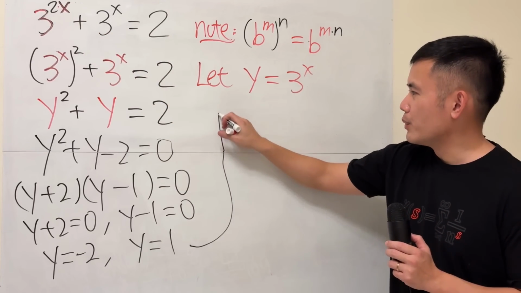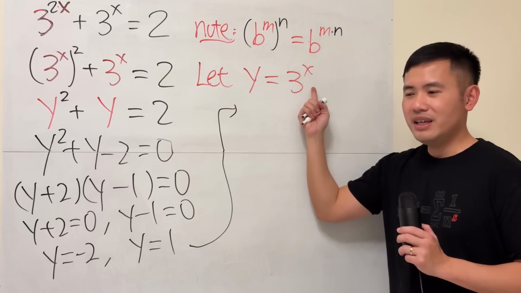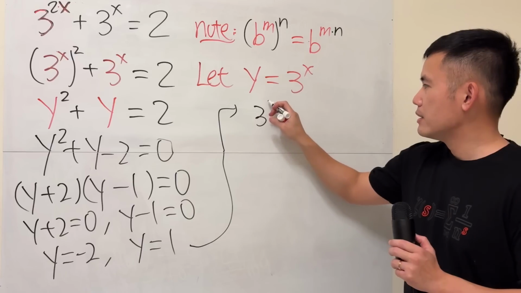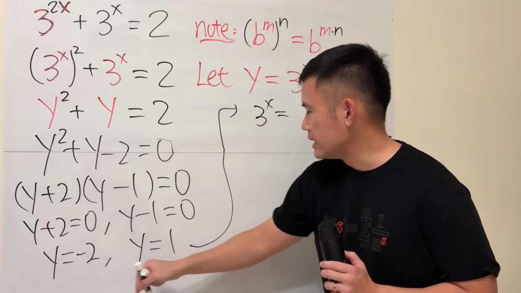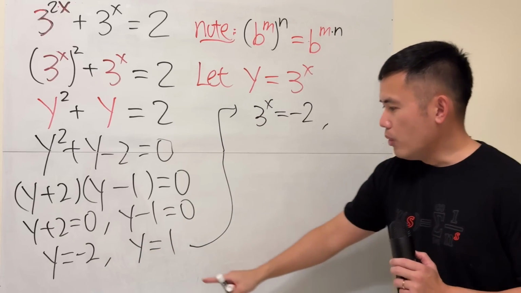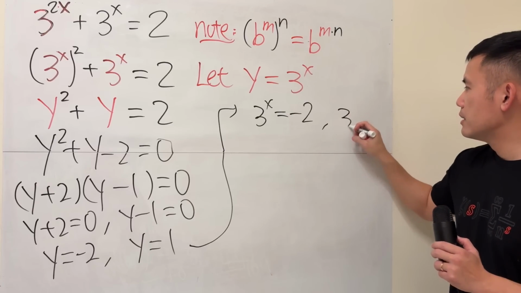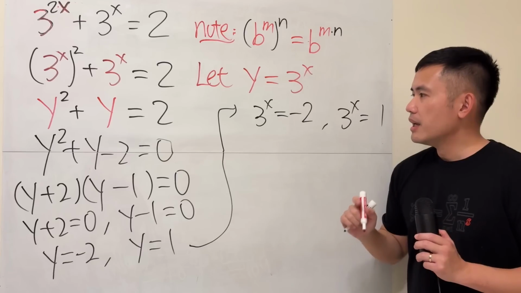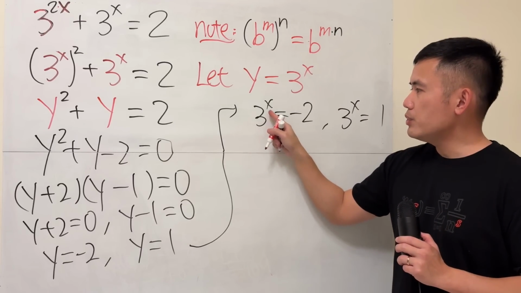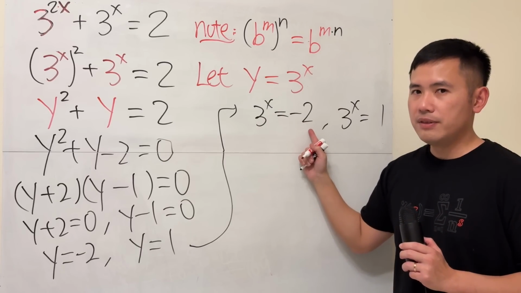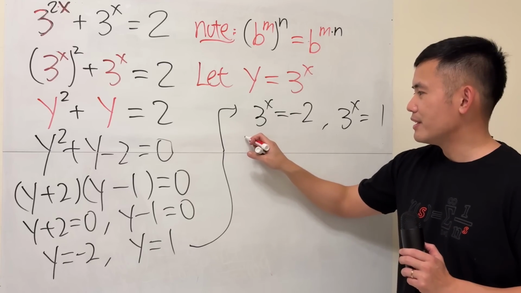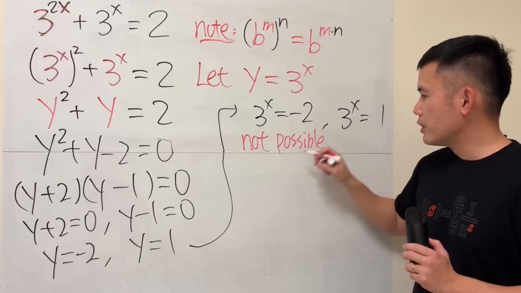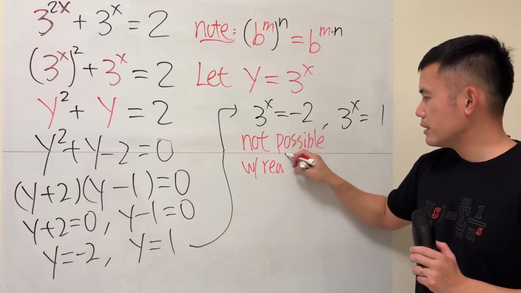Okay, so let's see what we need to do. y is 3 to the x. So that means we better have 3 to the x now being equal to negative 2. Or the other one is 3 to the x being equal to 1. So we have to solve these two equations. Here is the thing though. We have 3 to the x, it's equal to a negative number. I will tell you, this right here, it's not possible with real number.